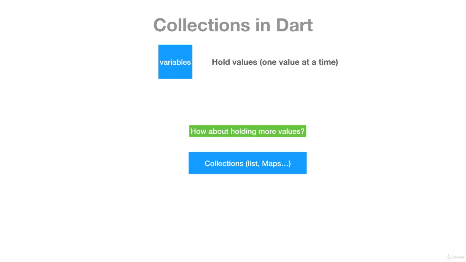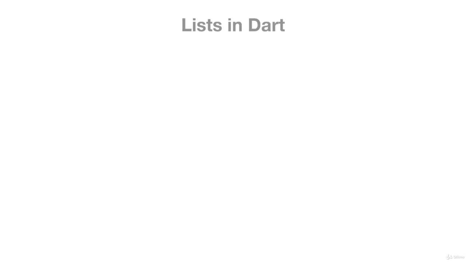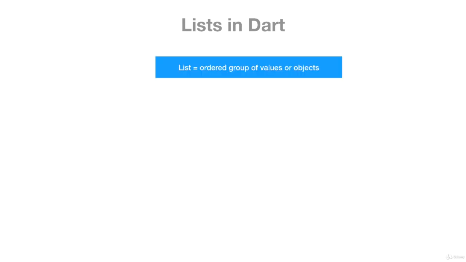Now, if you're coming from a different language, you have probably heard of arrays. In Dart, array and list are pretty much the same thing. That's the reason why we don't have an array per se. We do have an array, but we call them lists. Okay, perfect. So that's it. Let's talk about lists in Dart. A list is just a container that contains an ordered group of values or objects.